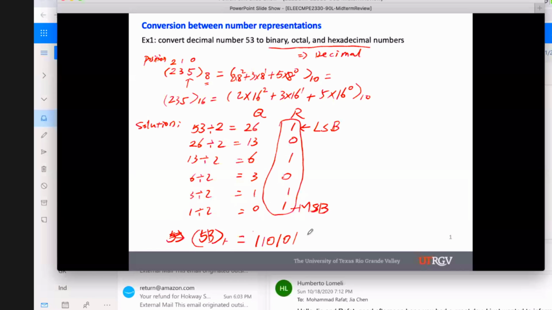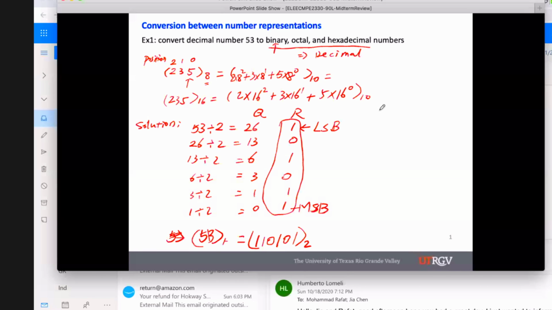So it's 110101. This is your binary number, and this one has been solved. Now let's go to the octal number. A simpler way is to always start from the binary. You can do the same thing, following the same formula, by substituting the 2 with 8, and then you collect all the remainders to get the octal number. And similarly for the hexadecimal number.